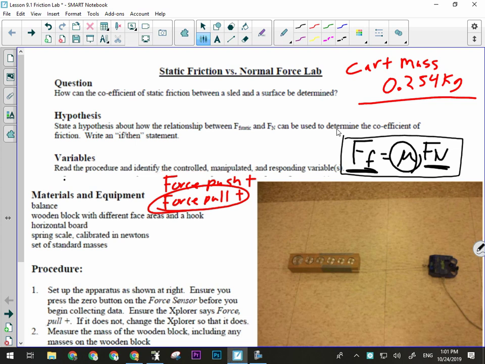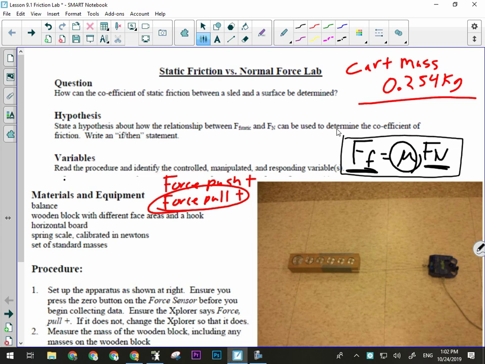Sorry, back to variables. I talked about manipulated and responding variables. Controlled variables are anything that's going to stay the same that could affect our experiment. There are some things you need to be cognizant of when doing this lab. In terms of controlled variables, we're going to be doing this on the floor because the floor is better than the top of the desk. The desk is too slippery. Okay, we're going to be doing this on the floor.